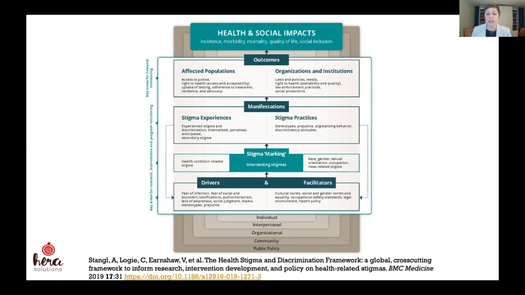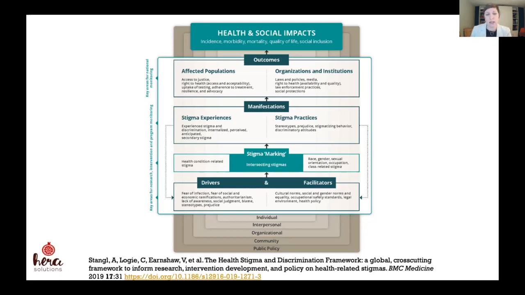In the framework, we consider stereotypes and prejudice as both drivers and manifestations, as they both fuel and are reinforced by the stigmatization process. We postulate that stigma manifestations go on to influence a number of outcomes for affected populations, including access to justice, access to and acceptability of healthcare services, uptake of testing, adherence to treatment, resilience or the power to challenge stigma, and advocacy. They also influence outcomes for organizations and institutions, including laws and policies, the availability and quality of health services, law enforcement practices, and social protections.